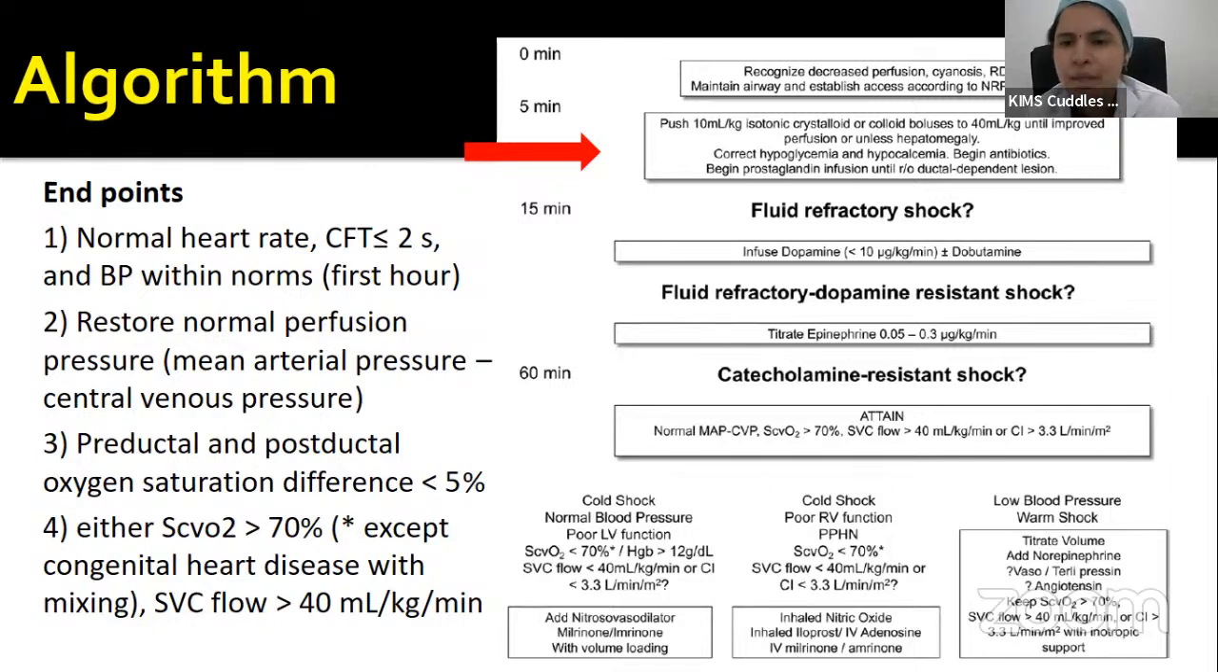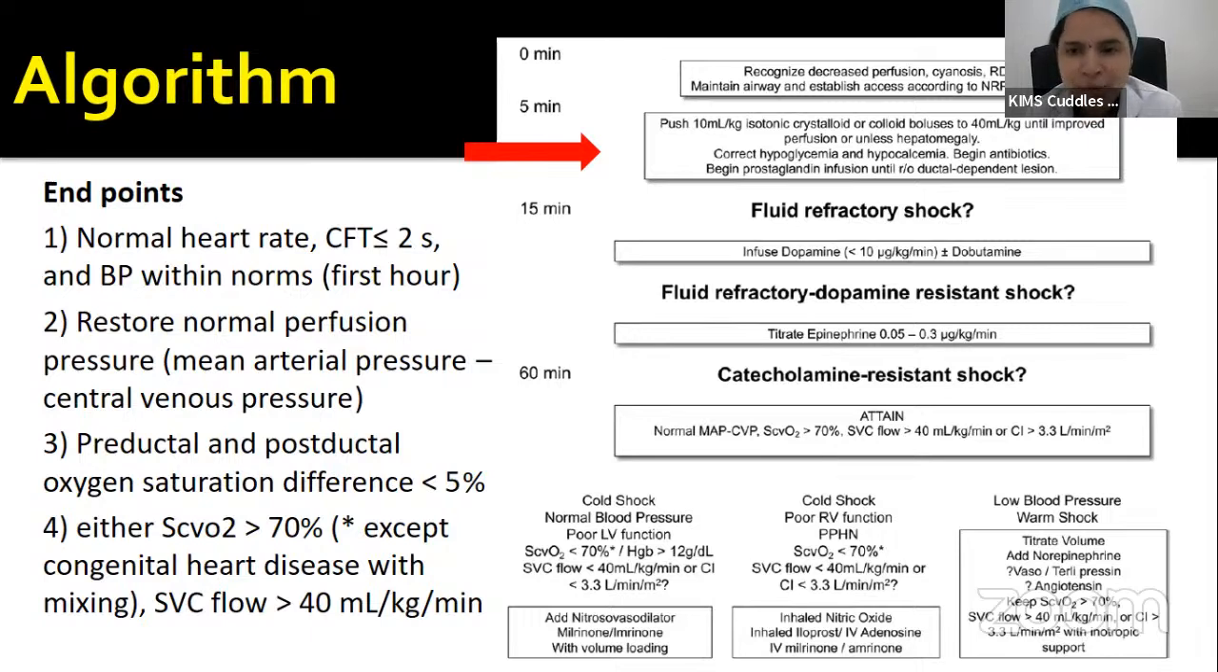So this is an algorithm for management of a newborn who is acutely presenting to us with shock. Within the first 5 minutes, it is important to stabilize the newborn's airway, establish a venous access, push 10 ml per kg of isotonic crystalloid. Maximum used can be up to 20 ml per kg, usually in newborns. We generally don't reach volumes of 40 ml per kg, and we also generally do not use colloids. Correct concurrent hypoglycemia and hypocalcemia, begin the first dose of antibiotics.